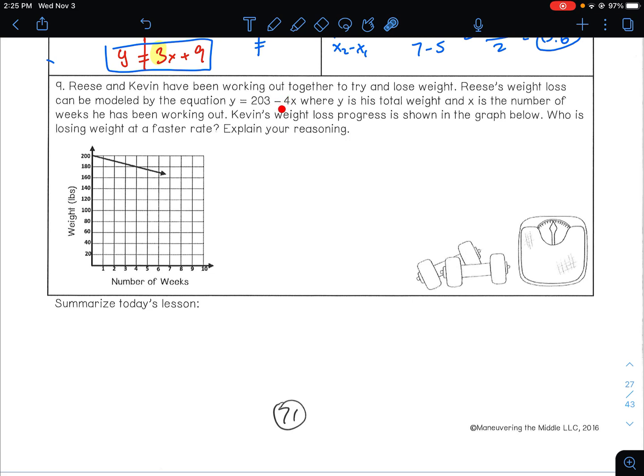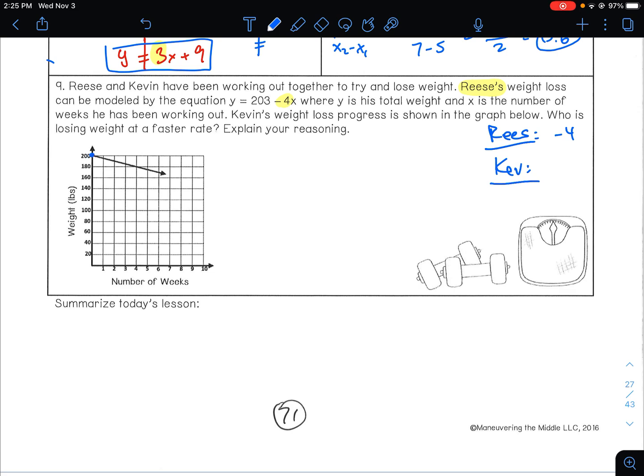Take a look at that. The slope is multiplied with the x, and they said Reese's weight loss is modeled by the equation. So Reese, I didn't even need the s, but whatever. His rate of change is -4, and Kev's rate of change is figured out in the graph.